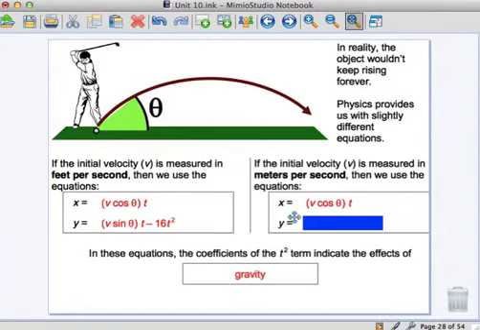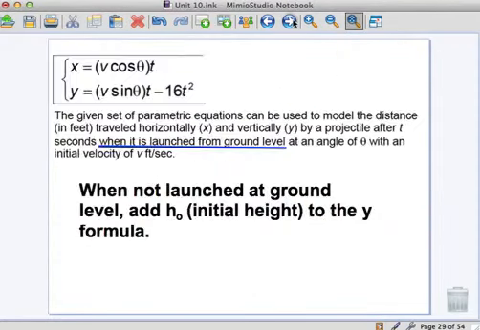Now, what happens if you are in meters per second instead of feet per second? Well, meters is going to be negative 4.9 times t squared. Again, it's just your gravity in meter measurements instead of feet measurements. So these are fairly simple formulas, not too complicated. You just need to remember if it's in meters, it's 4.9. If it's in feet, it's 16. All right, let's look at something else.